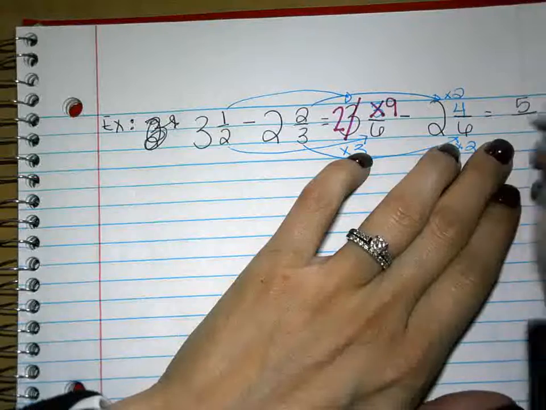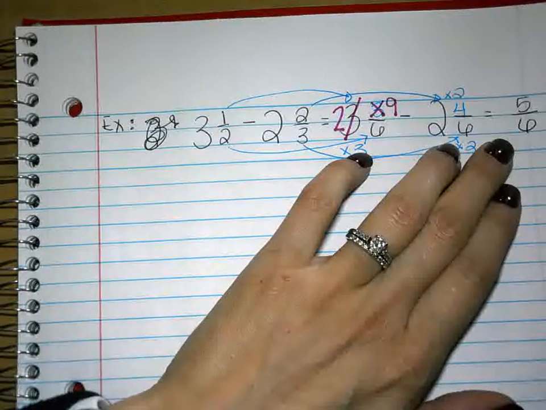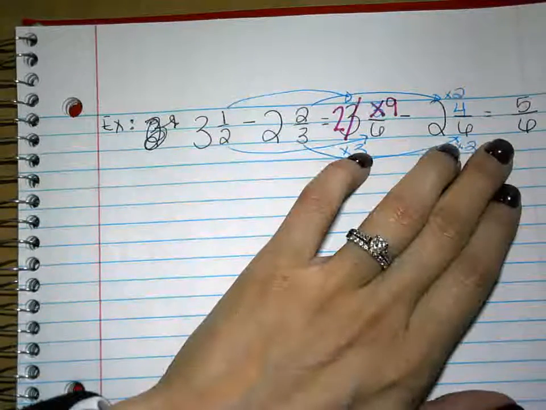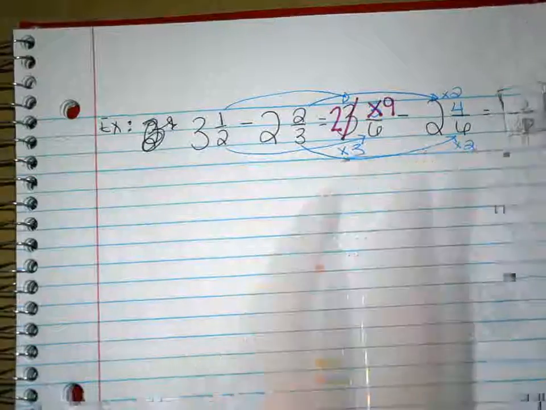And what's my denominator? 6. And what's 2 minus 2? 0. So what's my answer? 5.